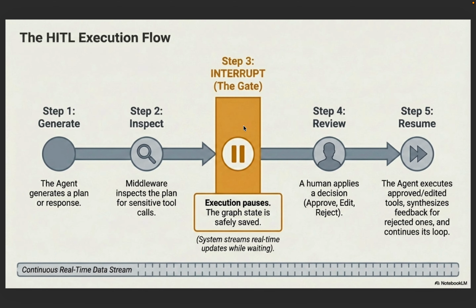The execution workflow is something like this: in step 1, the agent generates a plan or responds. Second, it will check whether any middleware has to be triggered or not. If something has to be interrupted, it will interrupt, and after the human review is done, it will execute that. That is the plain workflow that happens in the human in the loop middleware.